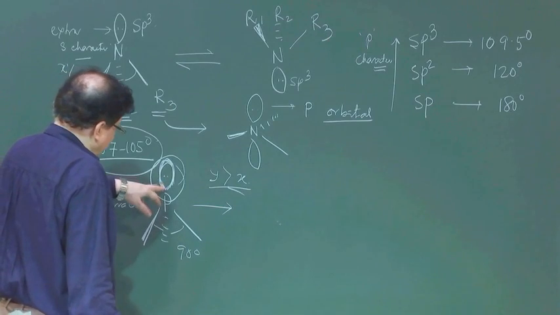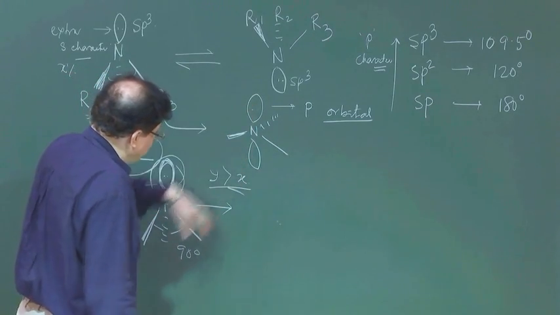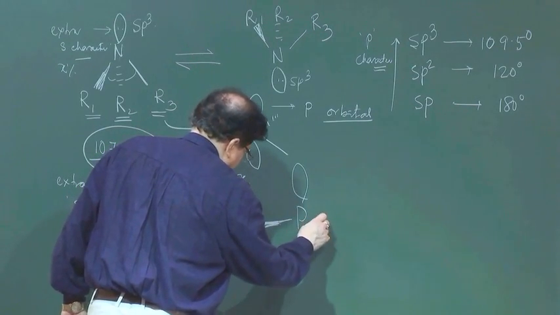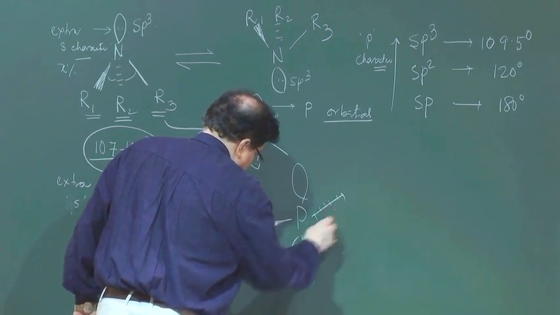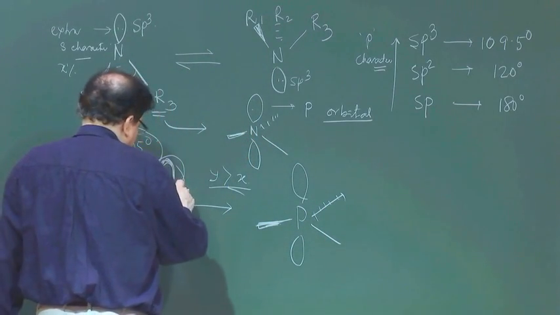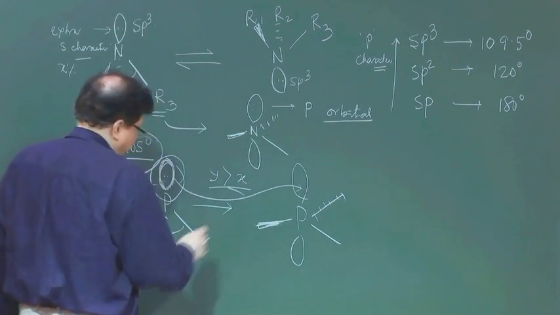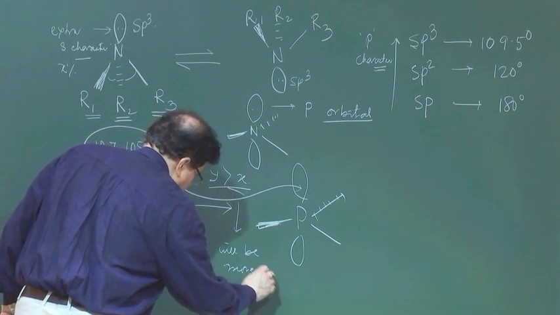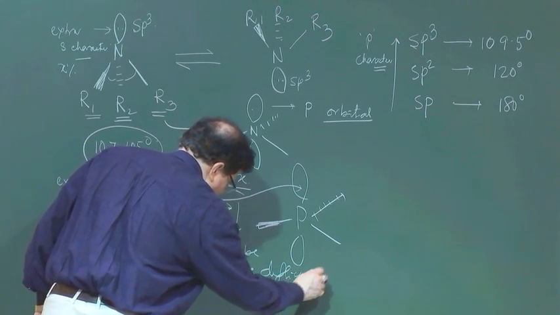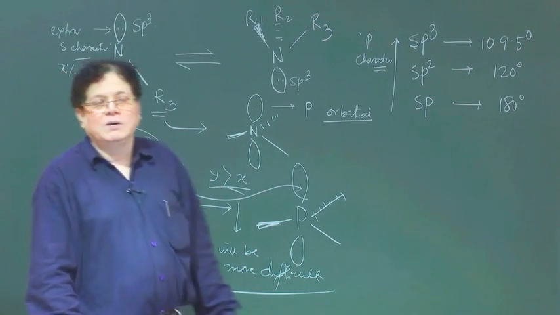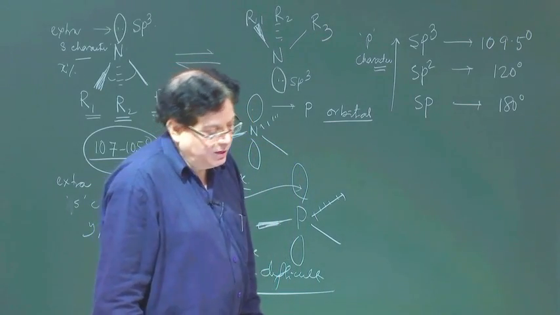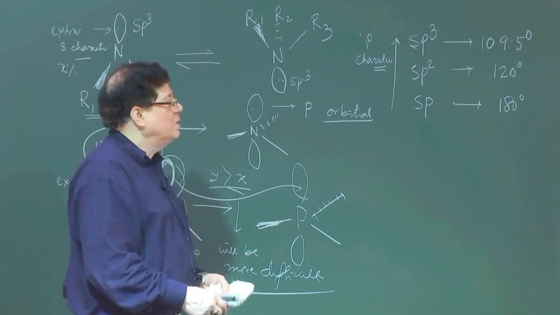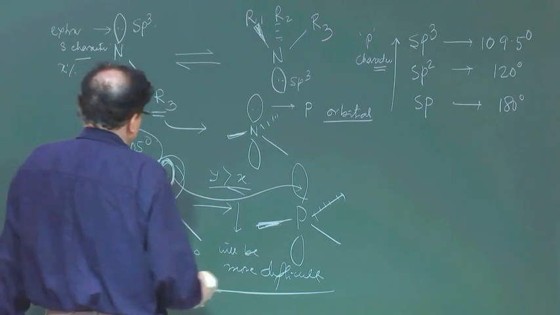So, for this one to be converted to a pure p in the intermediate, that conversion will be more difficult, and that is why you have a higher barrier to inversion in phosphorus in comparison to nitrogen. Now, this is one argument. There are other arguments you can also put forward, and scientists also have done that.